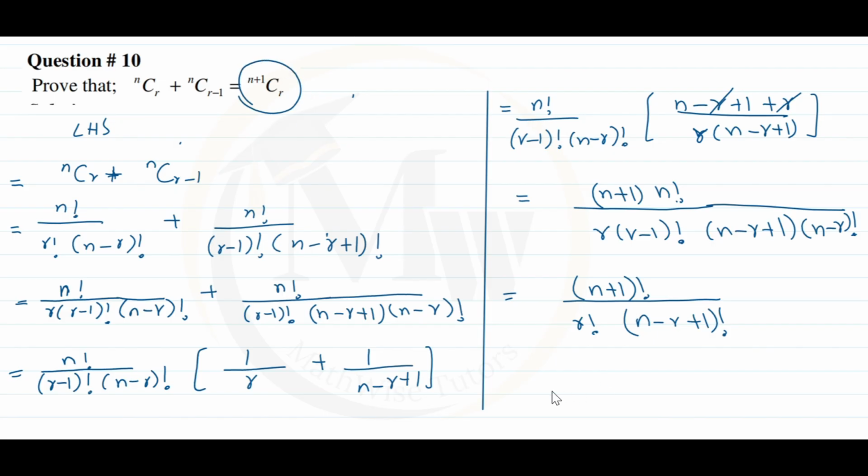To prove the right hand side, I will rearrange this form into (n plus 1) factorial over r factorial times (n plus 1 minus r) factorial. And this is the formula of (n plus 1)Cr, which is the right hand side.